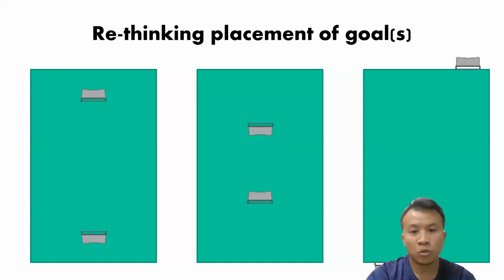Another possibility is to actually invert the placement of the goalpost altogether. So this time around, the goalposts are within the playing space itself and facing outwards. And again, this will bring about other kinds of movement behaviors.